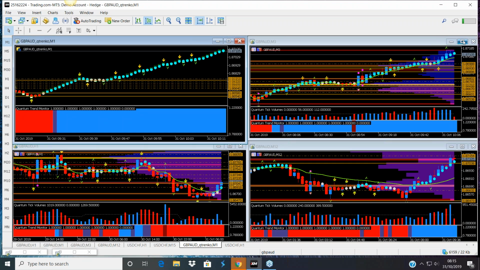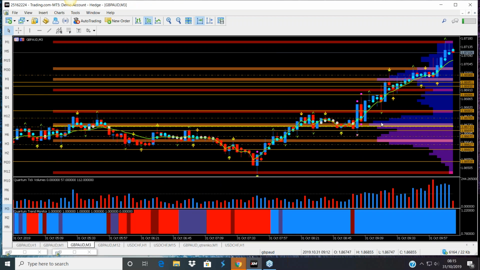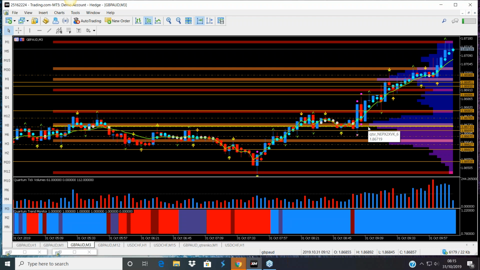Stop losses. Why do I like using the volume point of control to help with entries and exits as well, but particularly entries? It's because you have very clearly defined areas of where to put your stop loss.